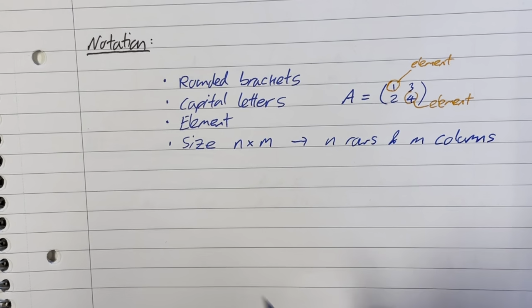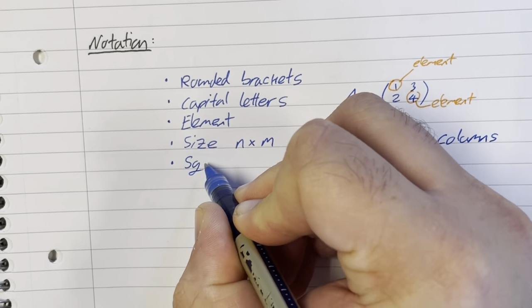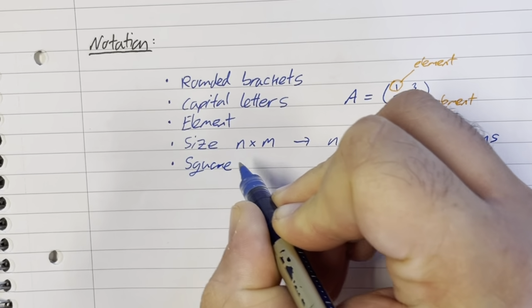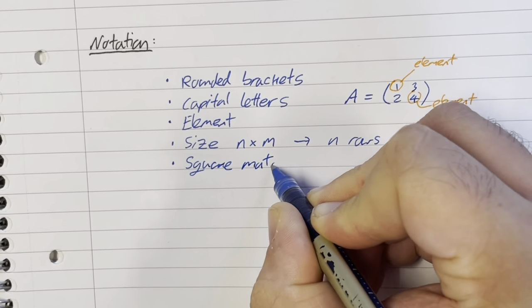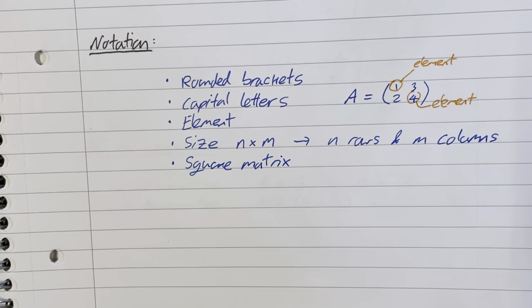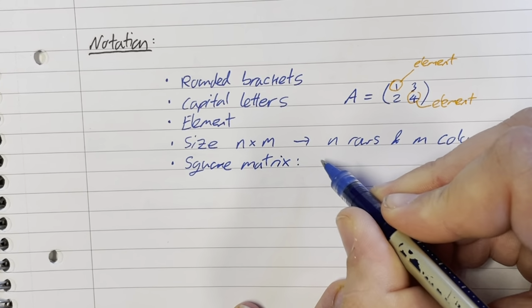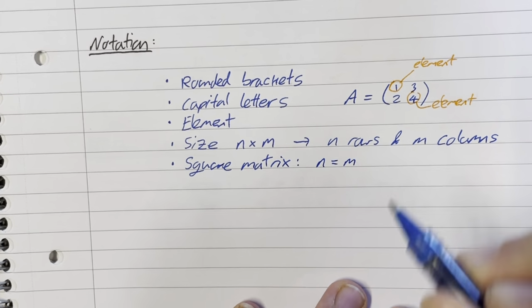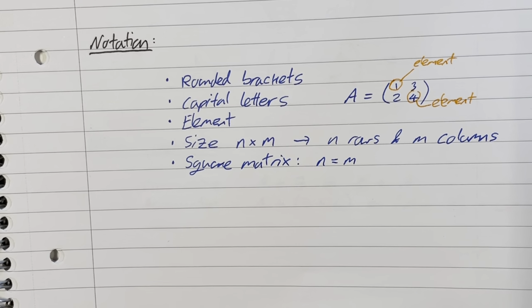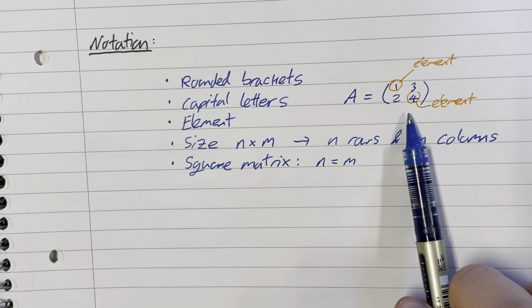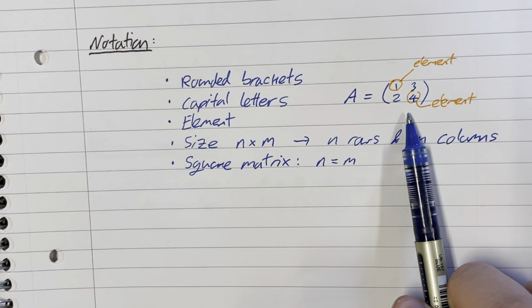Okay. You can have something called a square matrix. And this doesn't necessarily mean it's a square number. In this case, a square matrix is a matrix where n equals m. Okay, so it has the same number of rows as columns. This is a square matrix, for example. Okay, it's 2 by 2.